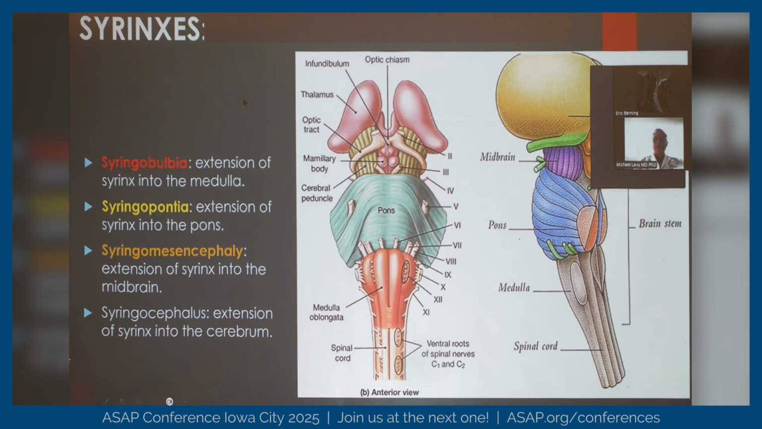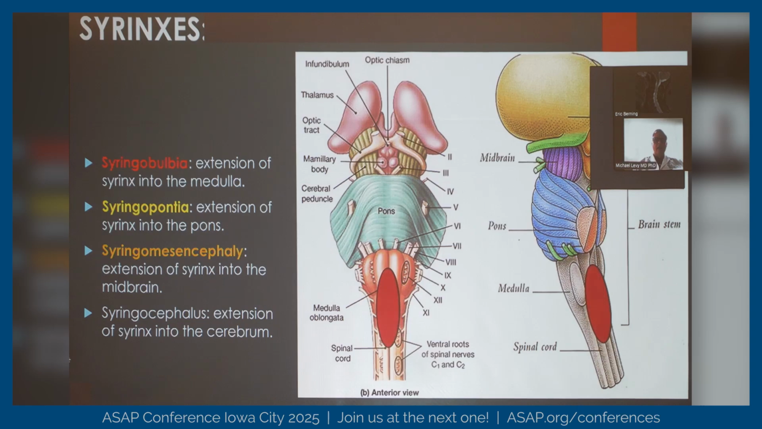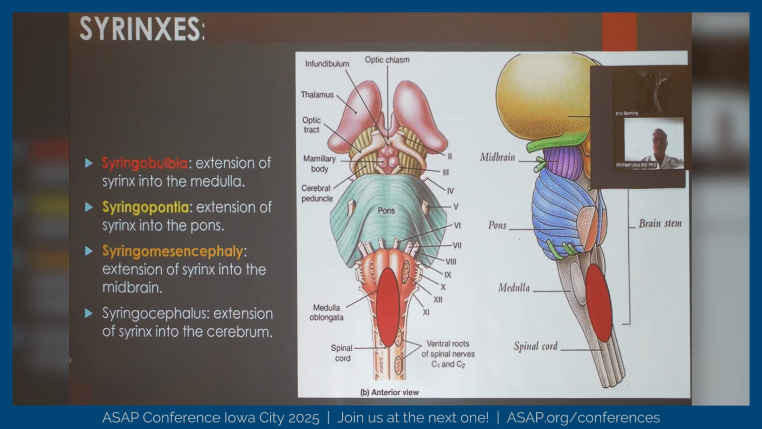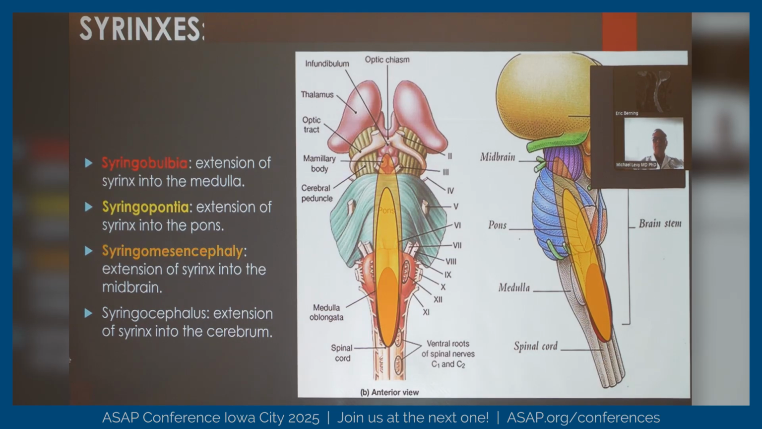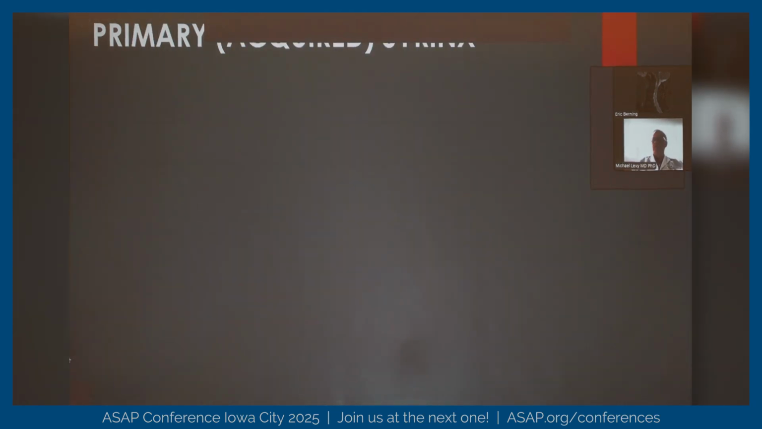This is what I was mentioning earlier in delineating what the extent is cranially or superiorly of a syrinx or a fluid collection within the parenchyma of the cord. Heading up into the medulla is where you get syringobulbia. Heading up into the pons, syringopontia. Heading up into the midbrain, and then once again, if you head up into the cerebrum.